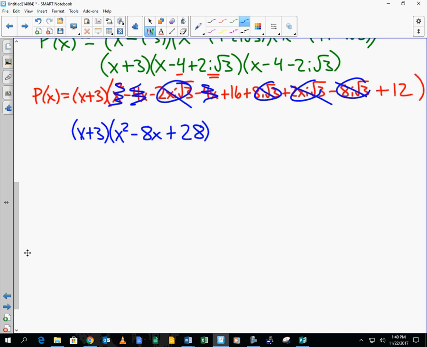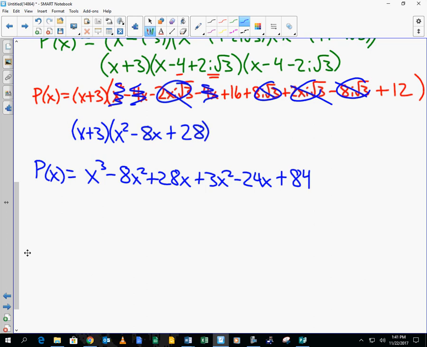So we're close. Like we did this back in 9th grade, right? It's Miss Kruger's class, right? Multiply each term by each term. So we got P of x is, let's multiply the x's. We get x cubed minus 8x squared. Combine like terms, x cubed.